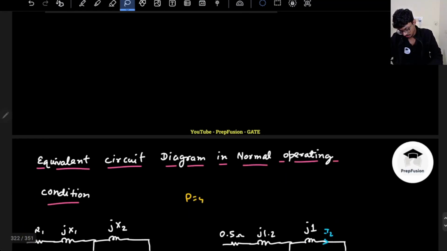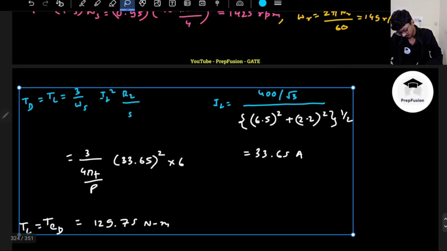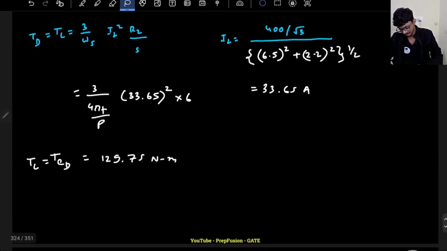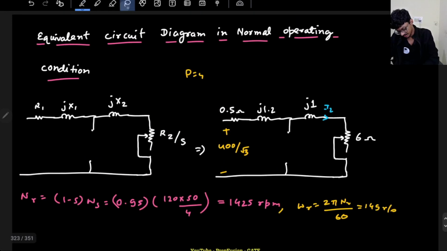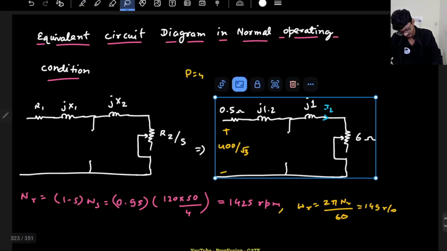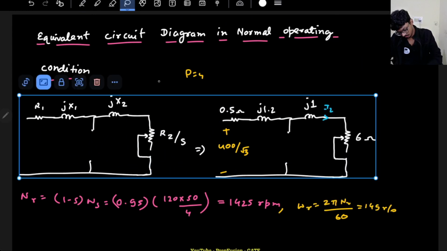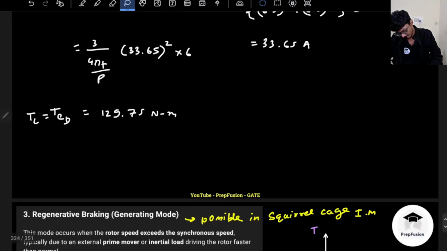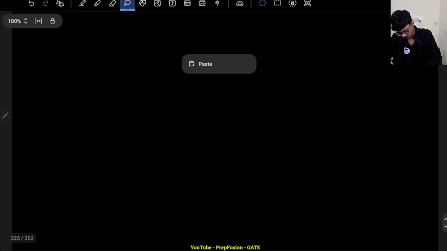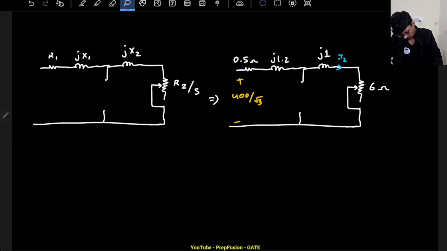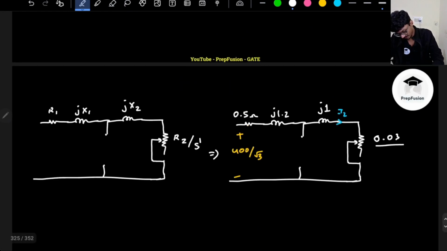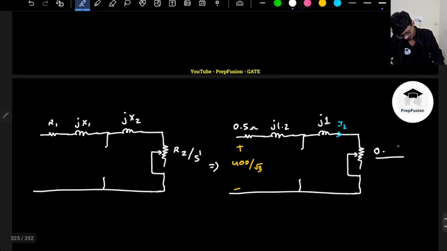What will change now? The developed torque, right? Basically now the circuit will change. The circuit will become 2 minus s. So instead of s, this will be s prime, and s prime is 2 minus s. So this will be 0.03 divided by 2 minus s, that is 1.9. This will be even lower actually. But what will be the current? That also we have to find out, right?